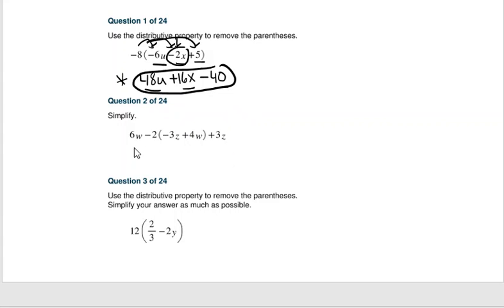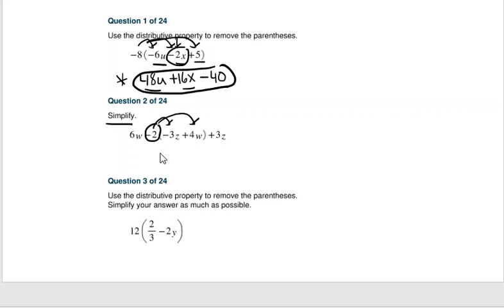Okay, on the next one, what I want to make sure that you realize is that we have a 6w, we have a minus 2. Because there's a minus sign in front of this 2, it actually makes it a negative 2. And you have to remember that so that when you distribute, you get your signs correct. So the first thing that you're going to do here when you simplify is you want to distribute first, and then you want to combine any like terms.